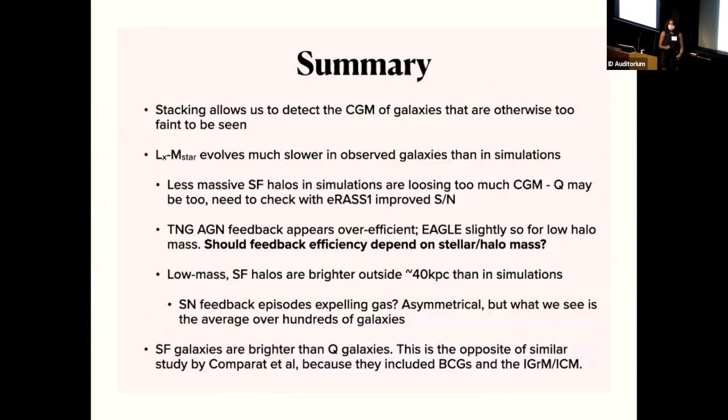Basically, at the end of the day, more massive star-forming galaxies have brighter CGMs. There are some agreements, but also some significant disagreements with simulations. And I think these give us hints about how to develop galaxy evolution models going forward. And I would love to see what Romulus has to say about this. Thank you.